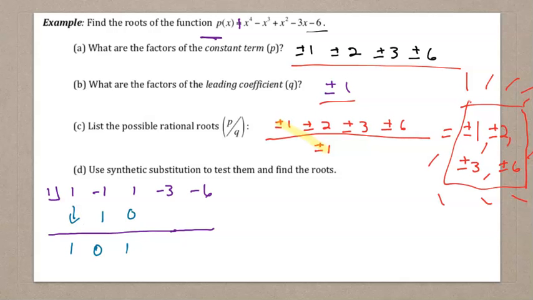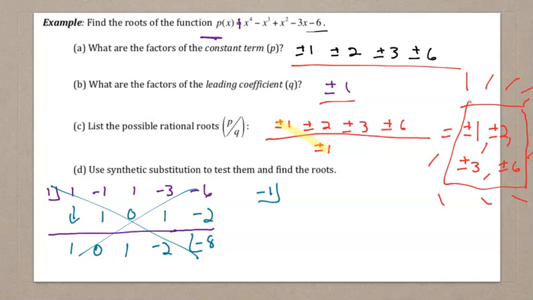1 plus 0 is 1. 1 times 1 is 1. -3 plus 1 is -2. 1 times the -2 is -2. And that is not a remainder of 0. So 1 is not a 0. No bueno. Let's try again. Let's try -1.